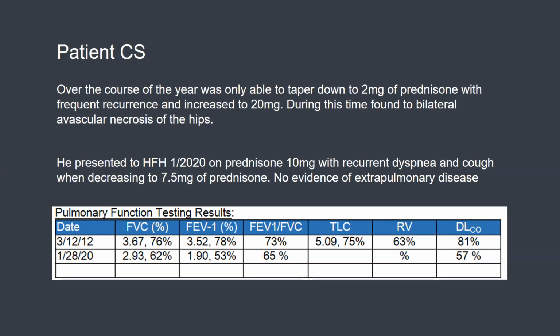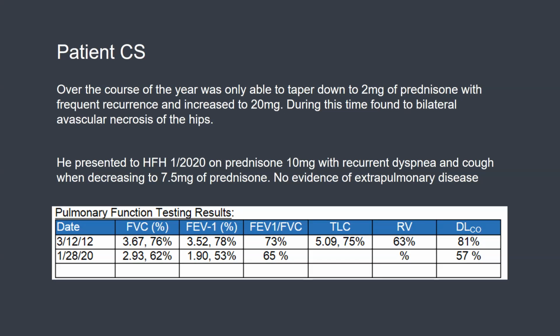But he still had recurrent dyspnea and cough when decreasing the amount of steroids from 10 to 7.5. We did a workup. There wasn't any evidence of any extrapulmonary disease for him, so he was solely pulmonary sarcoidosis. And these are his PFTs.